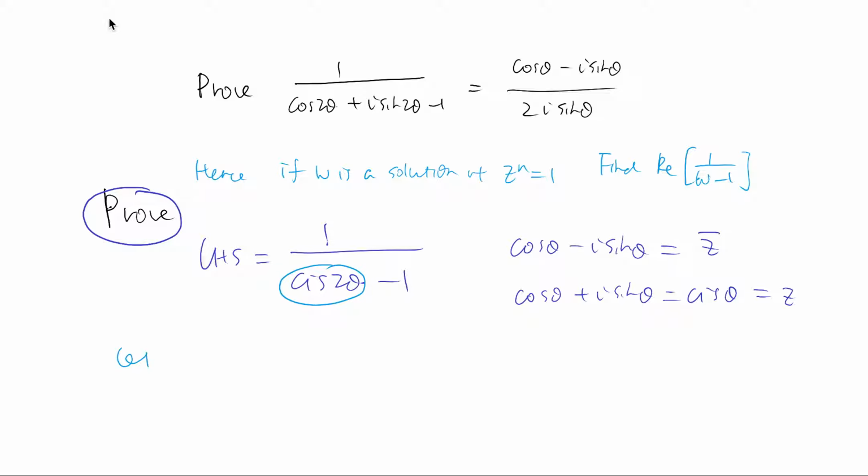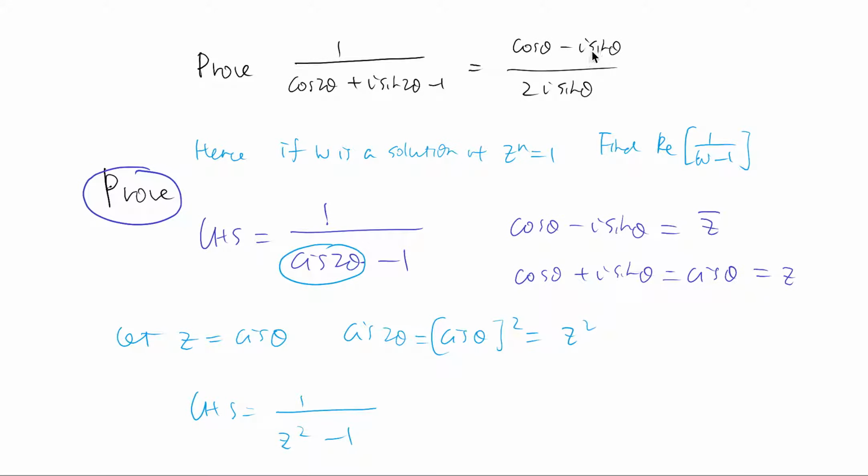And so we're just going to start from cis 2 theta. We're just going to let z equal to cis theta, because your right hand side is in terms of cis theta. So cis 2 theta equals cis theta squared, which is your z squared, right? So the left hand side equals 1 on z squared minus 1.